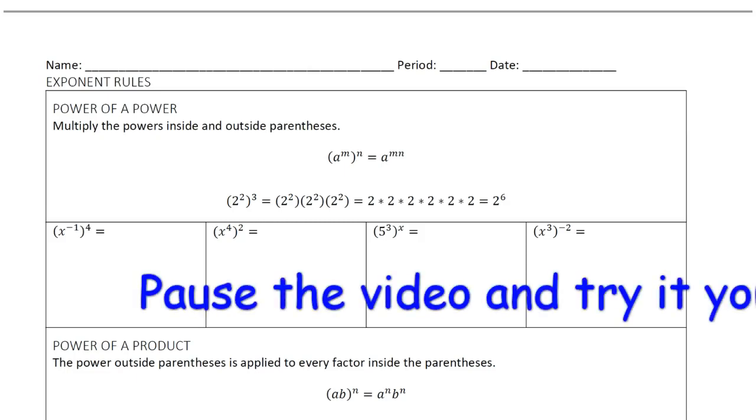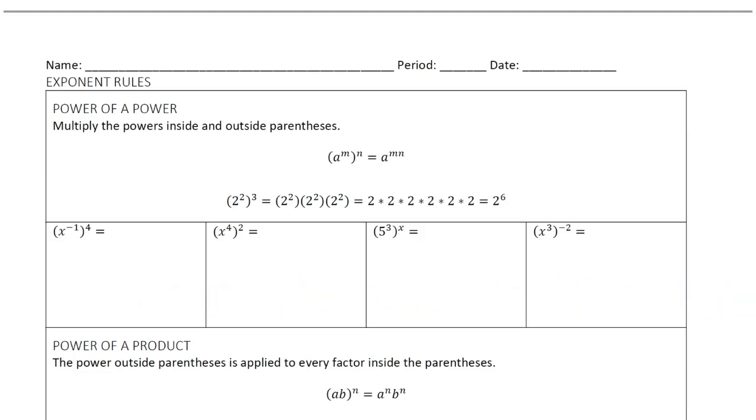Now pause the video and try these examples yourself. Now that you have tried it, check your work. X to the negative 1 to the 4th power means x to the negative 1 times 4, or x to the negative 4th, or 1 over x to the 4th.